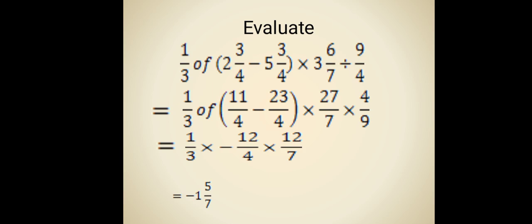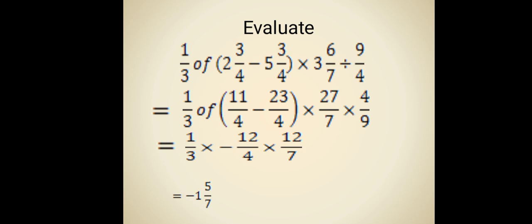Evaluate a third of 2 3/4 minus 5 3/4, multiplied by 3 6/7 divided by 9/4. First we shall work the part in brackets. We can also work the division part because it is far away from the others.